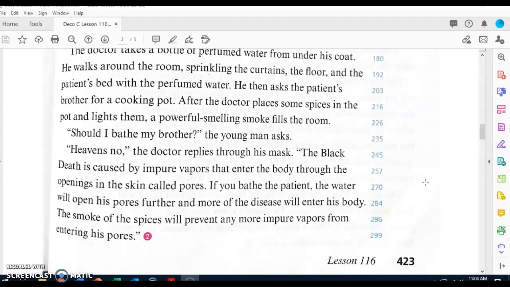Listen to question number 2. How did the doctor purify the air? I'm sorry, boys and girls, I did it again. How did the doctor purify the air? The doctor purified the air by sprinkling perfumed water all around.